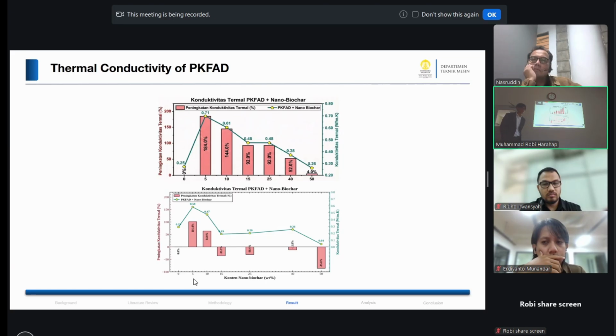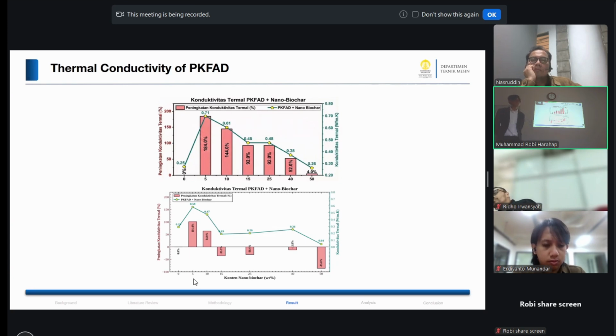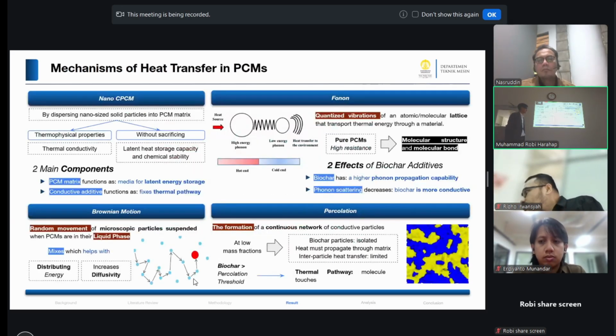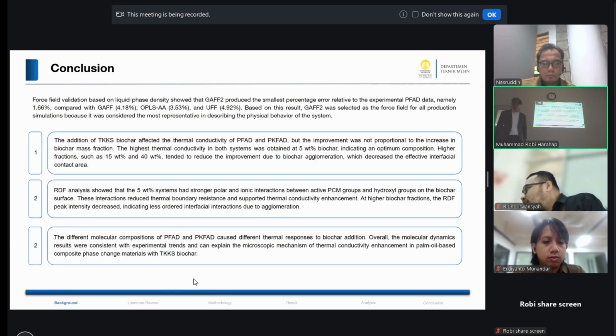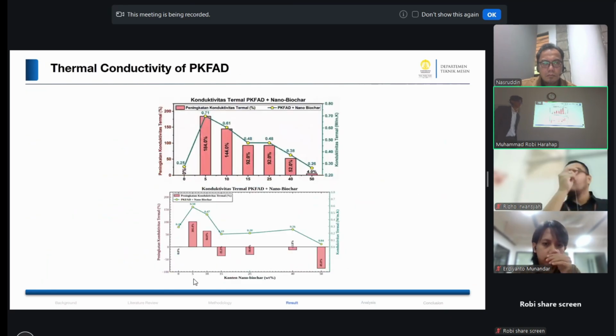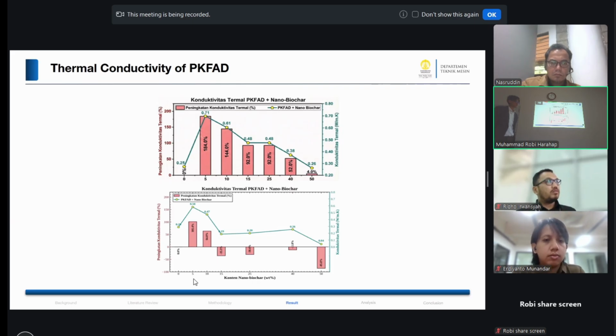This is a general question, and which is most important. Your target was that you want to further improve the thermal conductivity, right? Yes. So based on your simulation results, do you have any suggestions on how you could improve the thermal conductivity further? Like maybe mixing PKFAD with PFAD or something else? Do you have any suggestions or expectations?